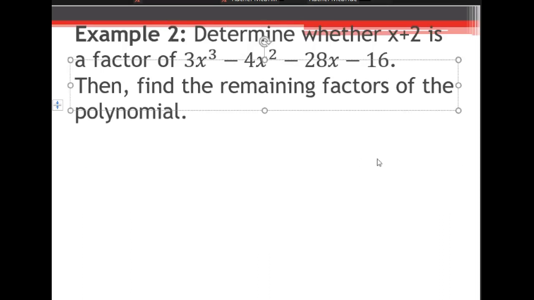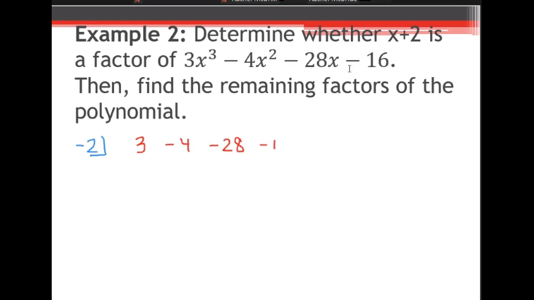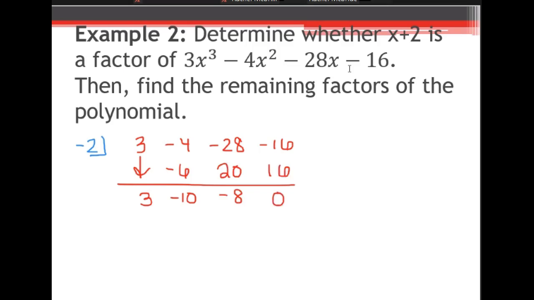Okay, determine whether x plus 2 is a factor of the given, then find the remaining factors. So if x plus 2 is what we have, then we take the opposite of the factor. So that's negative 2. Write out our coefficients, bring down the first term. We get a 0 at the end, so that tells me that x plus 2 is a factor.